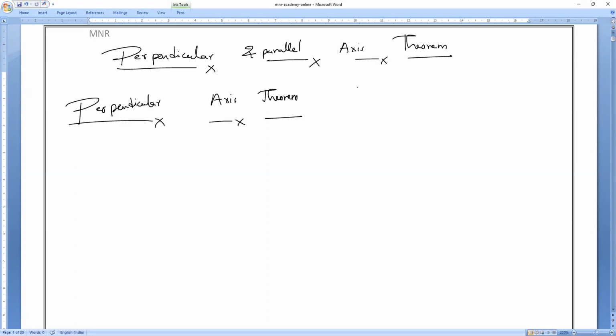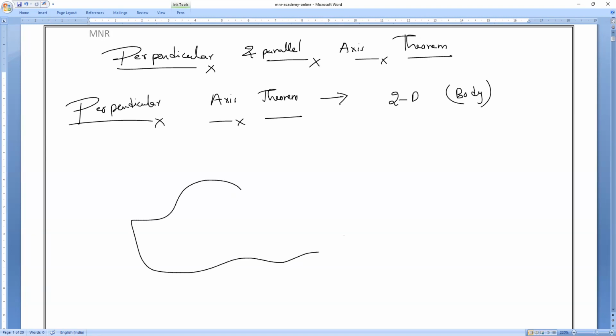Everything will be made clear. Remember, the perpendicular axis theorem is only applicable for a two-dimensional body. Only bodies which are two-dimensional are we going to use this for. So all of you observe very carefully. Let me take any kind of random body. So I have taken a random body now.